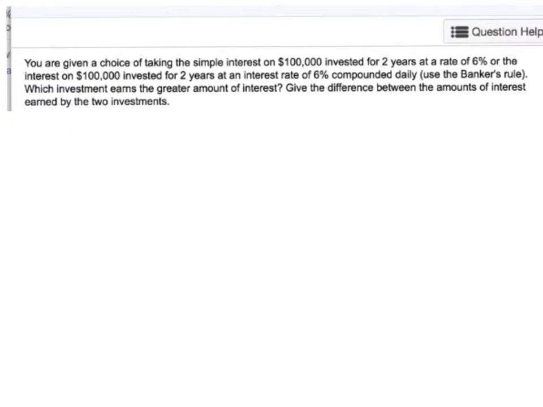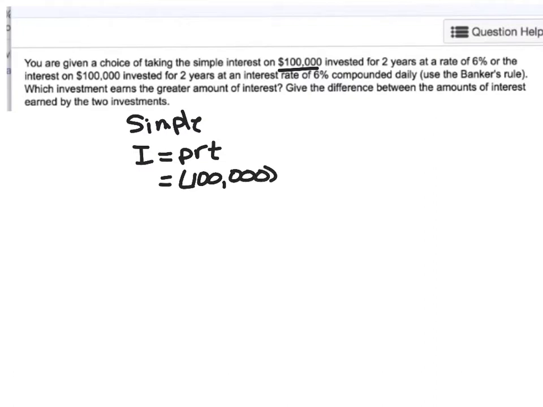So we're going to start off by doing the simple interest first. And remember, the formula for that is I equals PRT. So I is the amount of interest we're going to earn. P stands for the principal, so that original $100,000 we invested. R is going to stand for an interest rate of 6%.